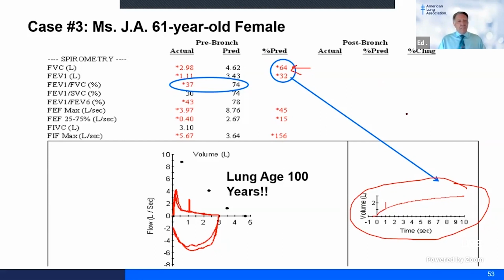Now, in this particular case, Miss J.A., she blew for over 10 seconds. So that's not the problem. She's got 3 good loops here that look good. They trace over the top, and she blew for 10 seconds. And so this low vital capacity is starting to make me wonder about, well, we'll find out. Let's see what the next slide says.